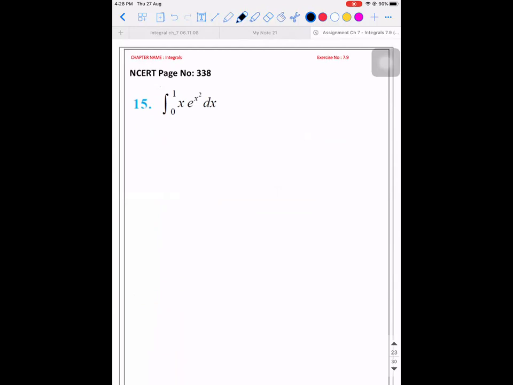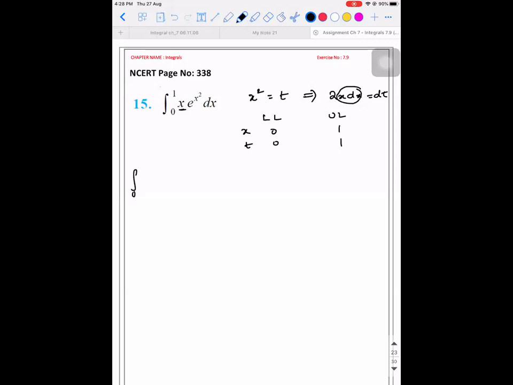See, integral of x into e power x square dx. Tell me the idea. X square is equal to t because you have x here, no? So which implies 2x into dx is equal to dt. So x into dx is equal to dt by 2. So what will happen to the limits? Lower limit and upper limit, x and t. When x is 0, t is 0. When x is 1, t is 1.